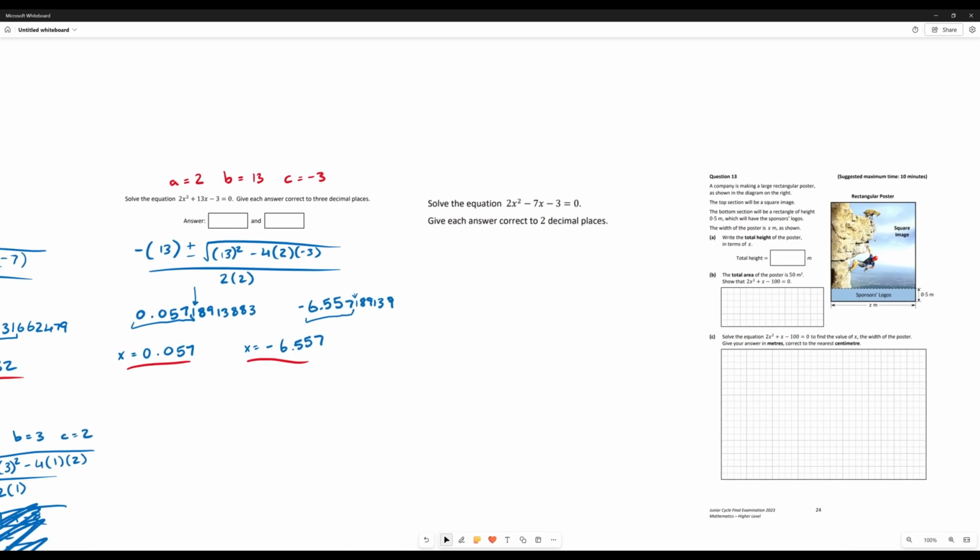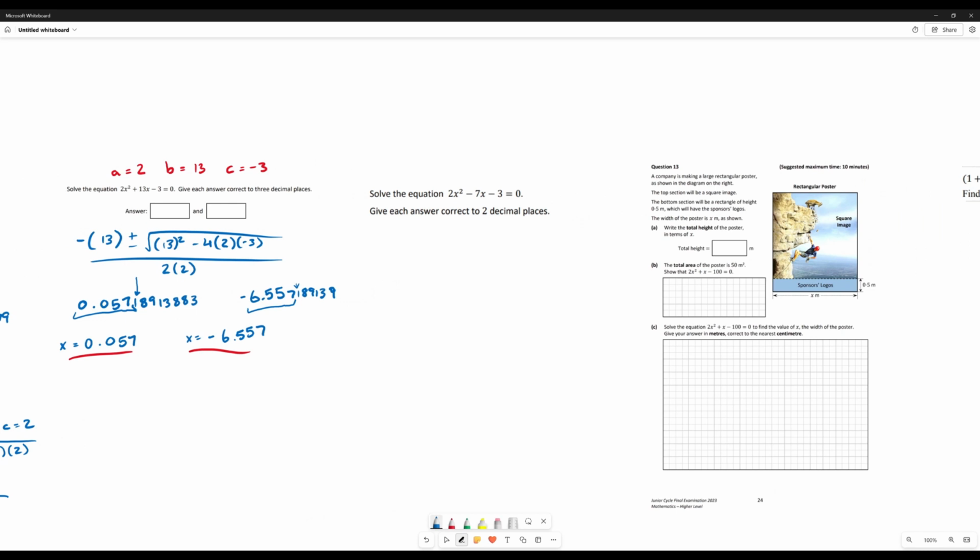Another one here, right? I'm just going to try it again. Again, you can pause this and try it yourself first if you want, but I'm just going to launch into it here. So again, A is 2, B is minus 7, and C is minus 3. Sub them in, you get this.